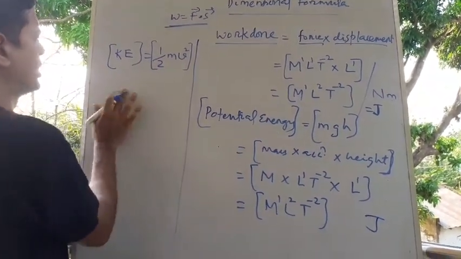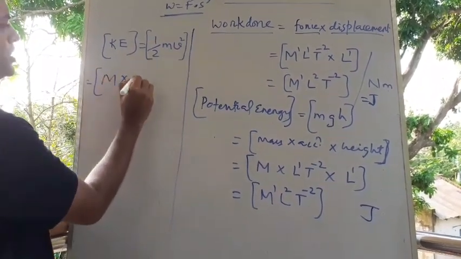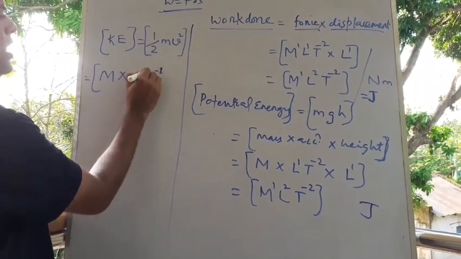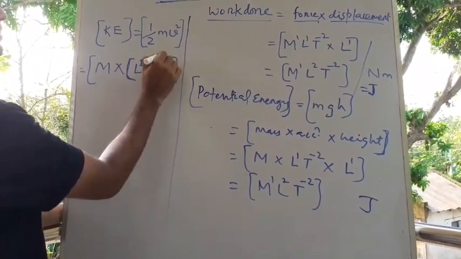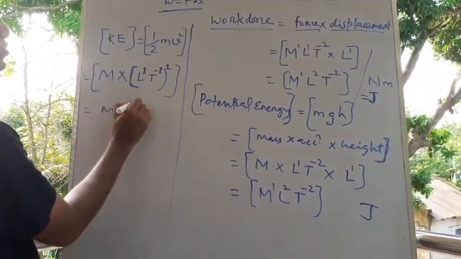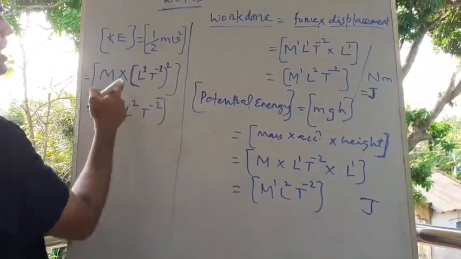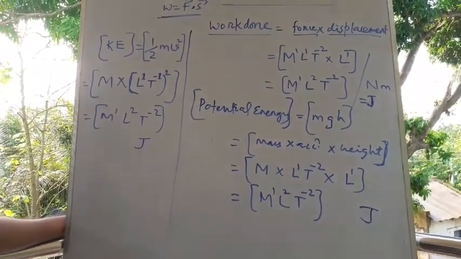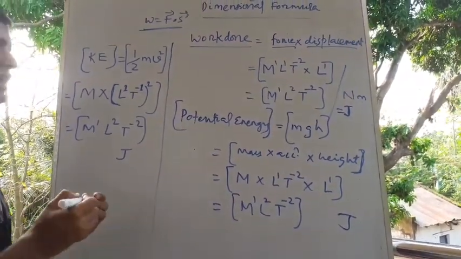So what is the dimensional formula of mass? Capital M. Velocity square, for velocity I know dimensional formula of velocity is L1 T minus 1 and square. So what I can write, M1, now L1 to the power 2, L square, now T minus 1 to the power 2, T minus 2. This is the dimensional formula of kinetic energy and the unit is joule. So what we have observed, the dimensional formula and unit of work done, potential energy and kinetic energy are same.